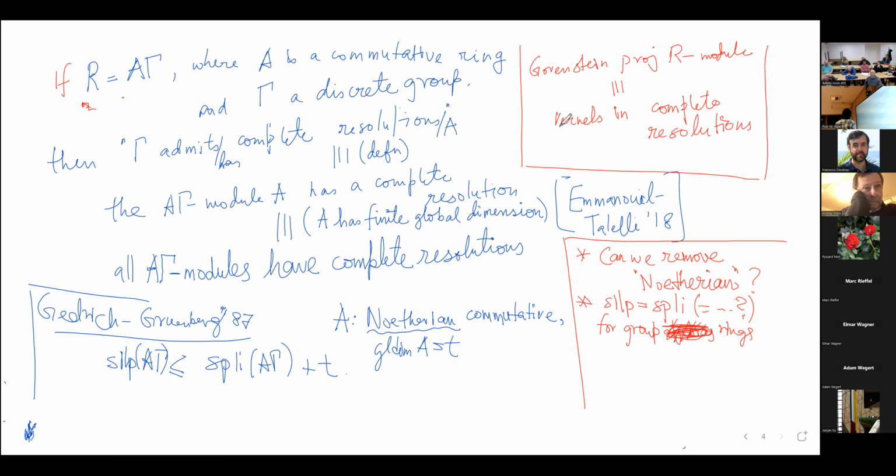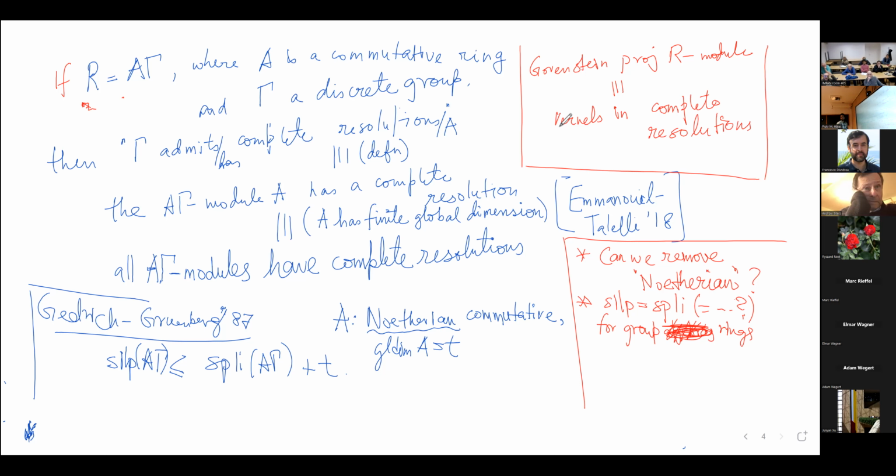Now, this class of Gorenstein projectives has many interesting properties. For example, almost all of the standard homological tricks that one can perform with projective resolutions or with projective modules can be similarly performed with Gorenstein projective resolutions and Gorenstein projective modules.